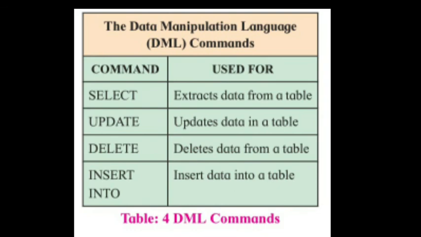Generally, 4 types of commands are controlled by data manipulation language. The first command is the select command. What is the role of the select command? It extracts data from a table, meaning we get particular information from the whole table. It will not show you all the information; we can select particular information. The next command is update, which is used to modify existing information. The next operation is delete, which deletes data from a given table. Then the next operation is what?